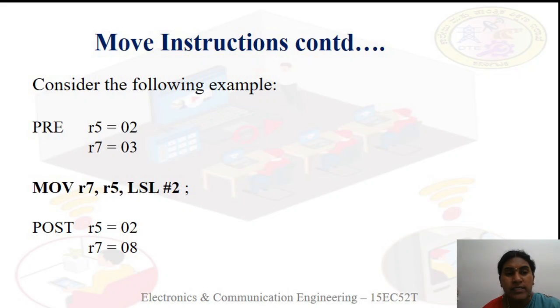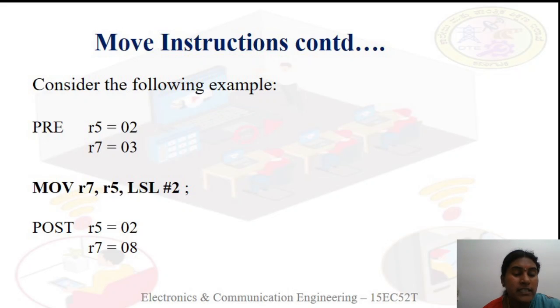So the move instruction does not only move the contents of a register directly. We can do a logical shift left or other shifting operations on the data, and we can move that result easily to another register. That is what we are doing here. You have to take the content of register R5, then shift it by logical shift left by 2 times, and whatever data you get after the logical shift left will be moved to the destination register R7.